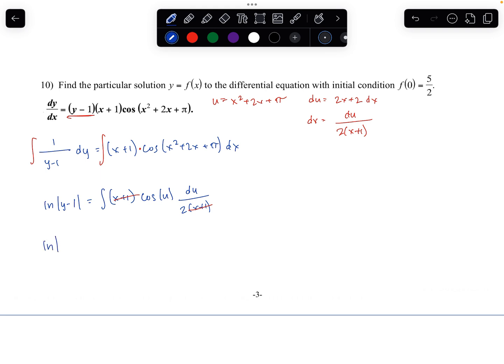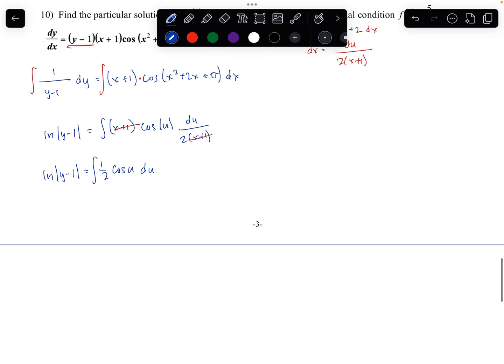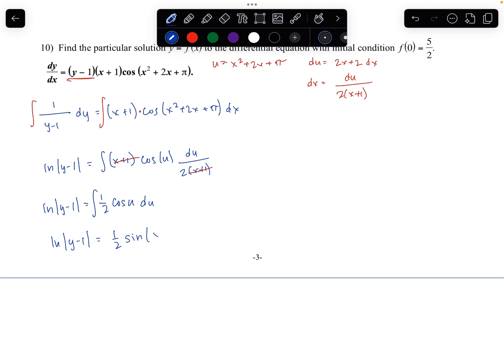So we have the natural log of y minus 1 is equal to the integral of 1/2 cosine of u du. What's the antiderivative of cosine? That's going to be sine. So natural log of y minus 1 equals 1/2 sine of u, but now I'm going to undo my substitution, sine of x squared plus 2x plus pi, and then don't forget the plus c.